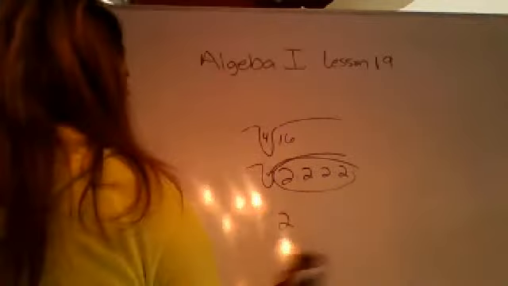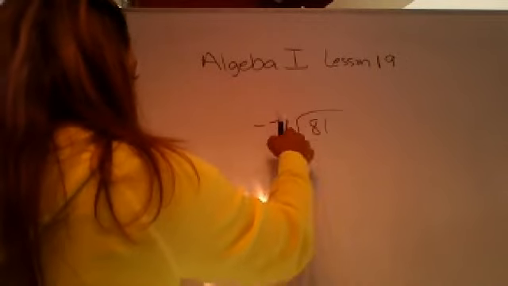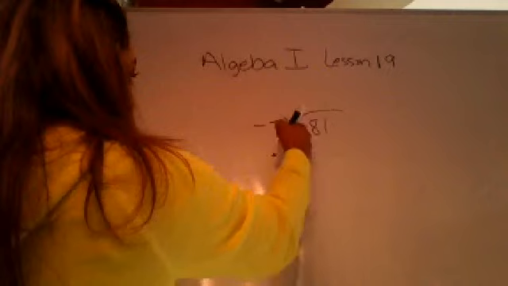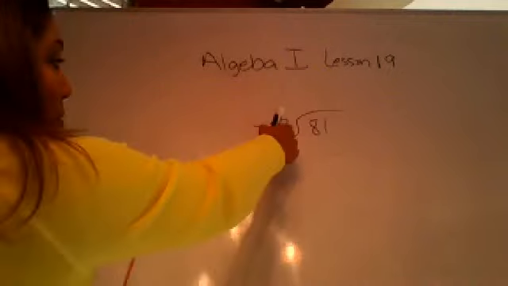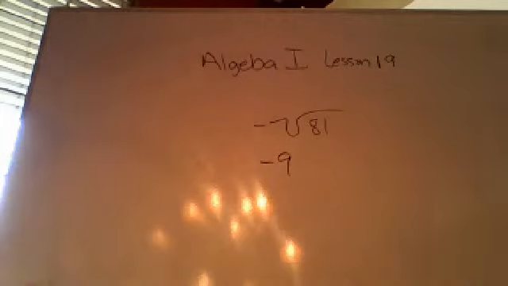Now let's look at this one. If it's on the outside, it's the opposite. So it's the opposite of the square root of 81. The square root of 81, because the index is implied 2, is 9. So I have a negative 9 as my answer. Okay?